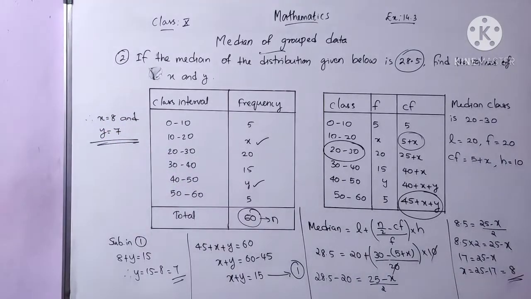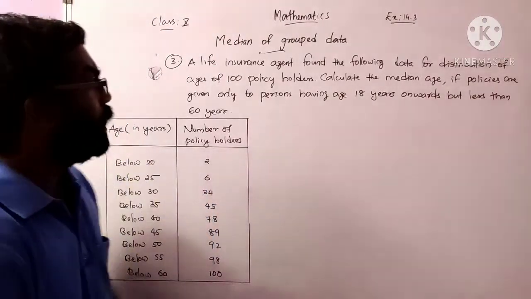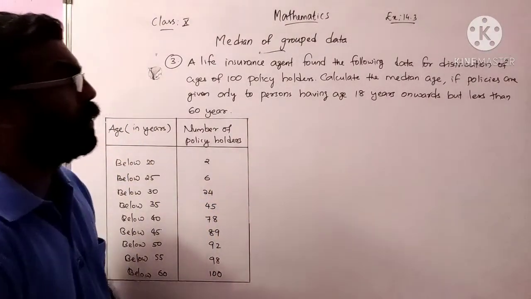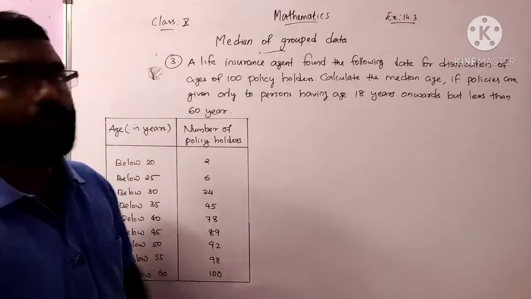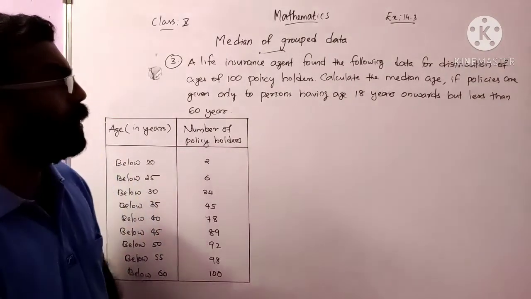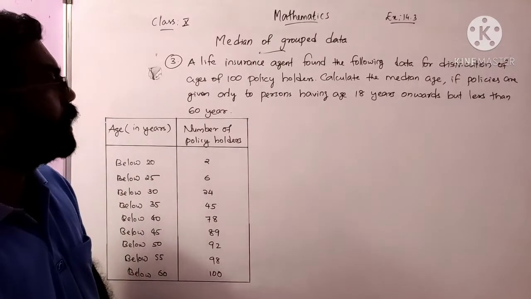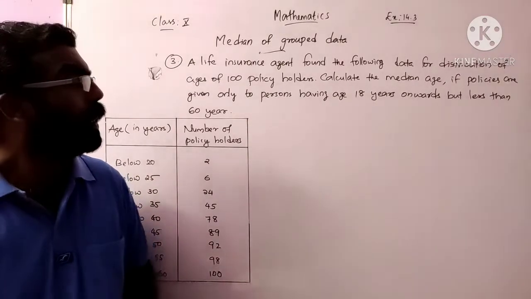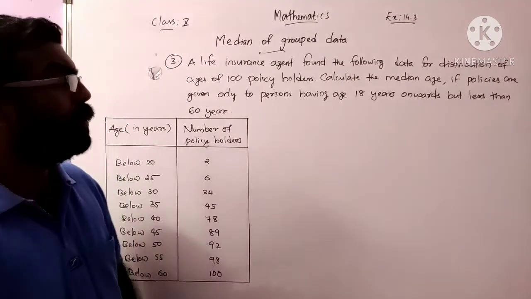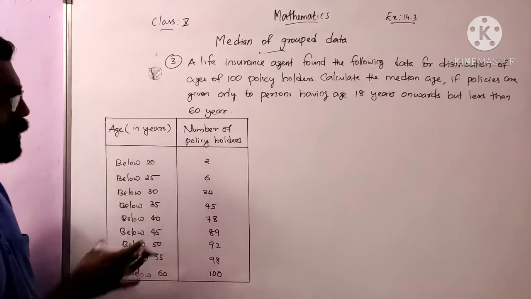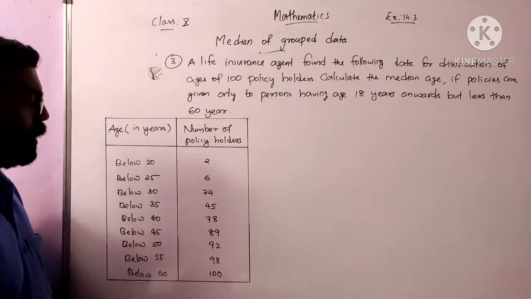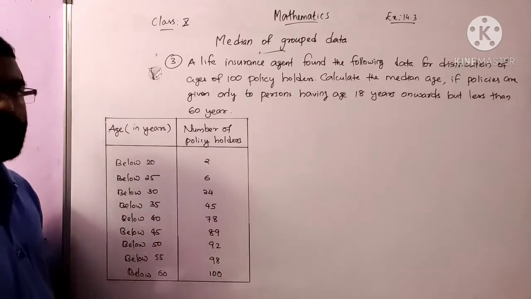Okay. The next question is, a life insurance agent found the following data for distribution of ages of 100 policy holders. Calculate the median age if policies are given only to persons having age 18 years onwards but less than 60 years. Here a table is given, but it is given in cumulative frequency model.